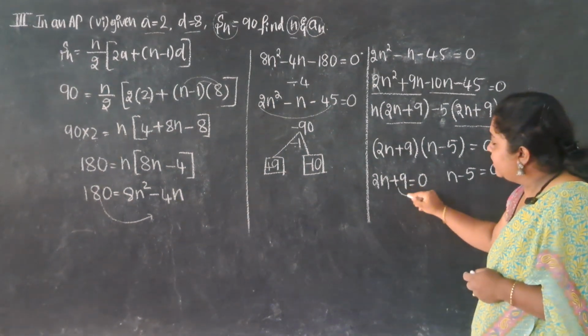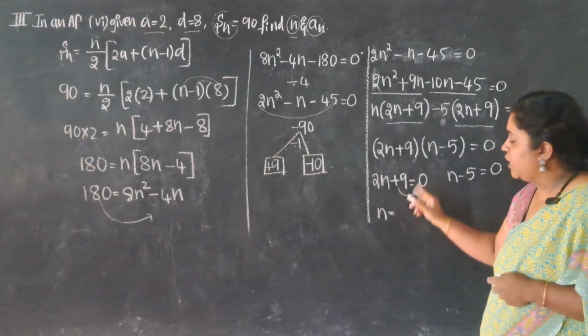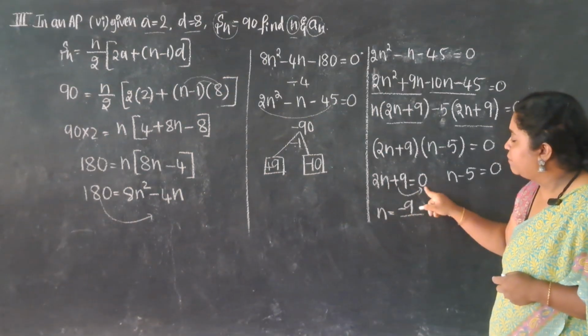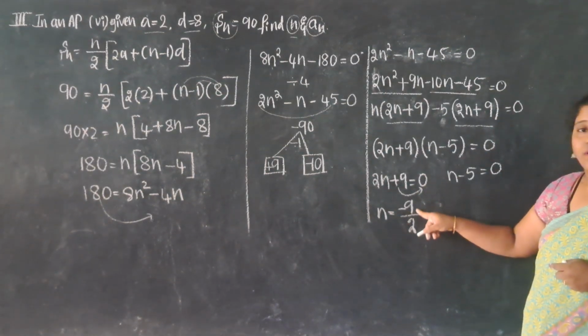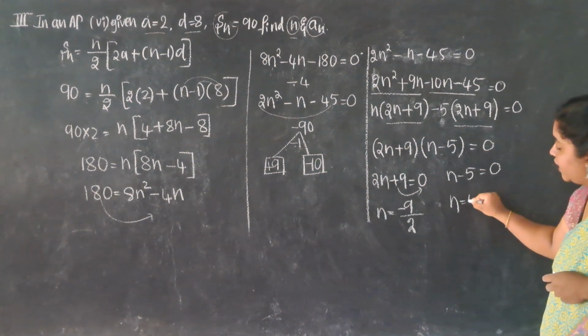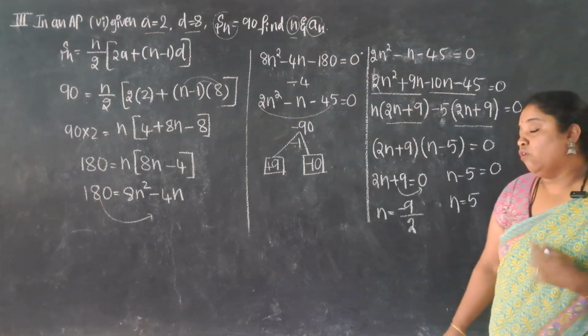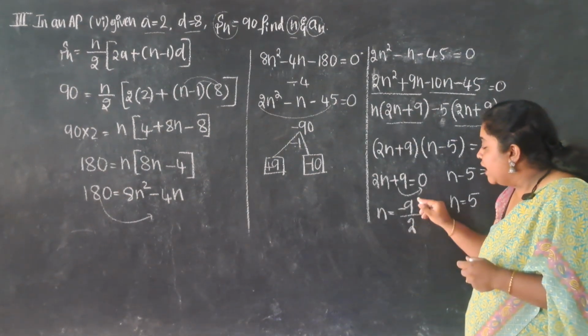If I send the plus 9 to the other side, it becomes negative 9, and when I bring the 2 to this side, multiplication turns to be division. So in the first case I got n value as minus 9 by 2, but in the second case I got n is equal to how much, dear? 5.